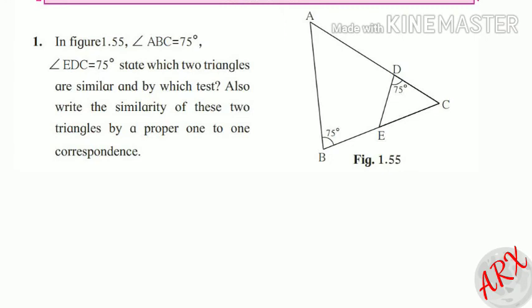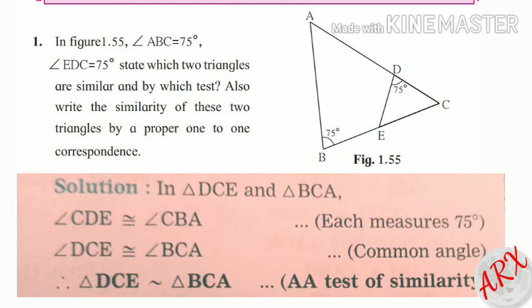Now if we observe the figure, in triangle ABC and triangle DEC, angle B and angle D are 75 degrees. Hence we will take correspondence of B and D. Also point C is common between them. Hence we will take correspondence in triangle DCE and triangle BCA. Angle CDE congruent to angle CBA, each of 75 degrees. Angle DCE congruent to angle BCA, common angle. Hence triangle DCE is similar to triangle BCA by AA test.